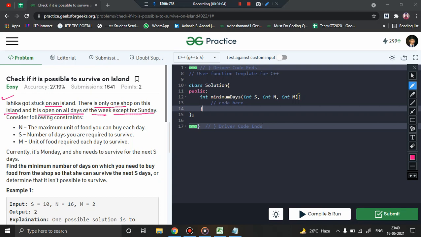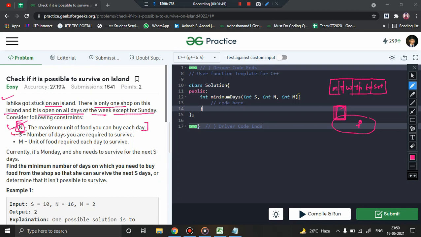Now, so basically Ishika is stuck on an island. You have only one shop, and it is open on all days except Sunday. So Monday, Tuesday, Wednesday, Thursday, Friday, Saturday. That's it. So 6 days in a week the shop is opened. What is the constraint given? The constraint given is that n is equal to the maximum unit of food you can buy each day. So there is a limit on the amount of food that you can buy on each day. That is basically given by the value of n. So the value of n denotes what quantity of food you can purchase from that one shop on the island on each day.